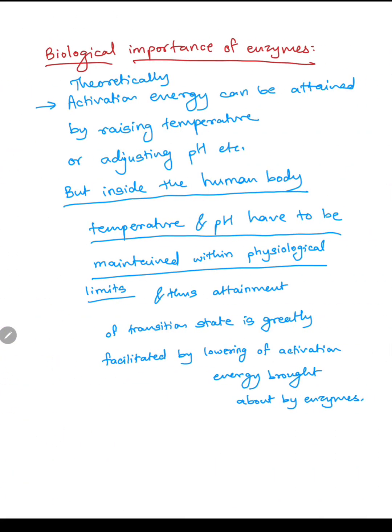Why are enzymes important? Because this activation energy of reaction you can give by increasing the temperature, by altering the pH or ion concentration. But in the body, we have to maintain fixed temperature and pH. And under these conditions of homeostasis, enzymes act as important biological catalysts where they make the reactions of our body possible.